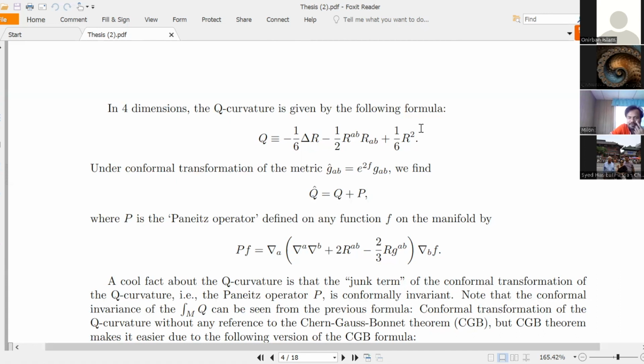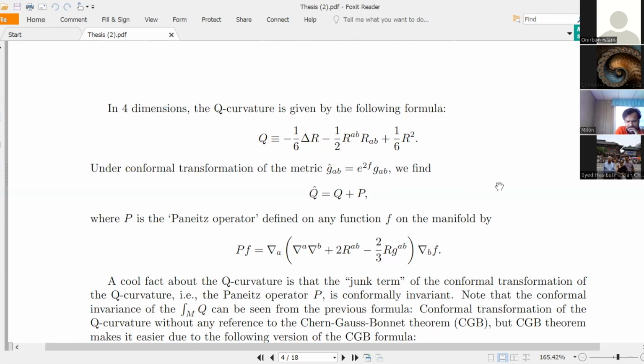Also, in conformal geometry, Q curvature has nice conformal behavior. If you have two different metrics with this conformal relationship, then Q prime equals Q plus some P, and the P is some divergence term, the so-called Paneitz operator. The junk term aside, it is conformally invariant. In conformal geometry, finding conformal invariants is nearly impossible. Unless you know tractor calculus or something, constructing conformal invariants is very rare. So Q curvature is almost conformally invariant, up to the junk.